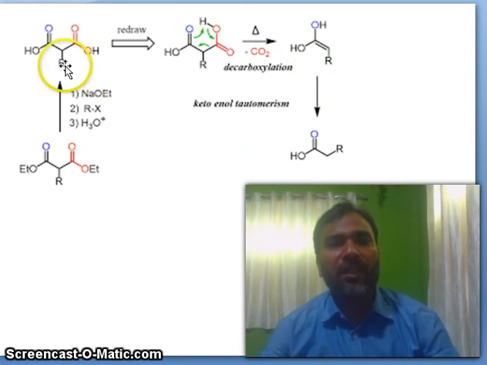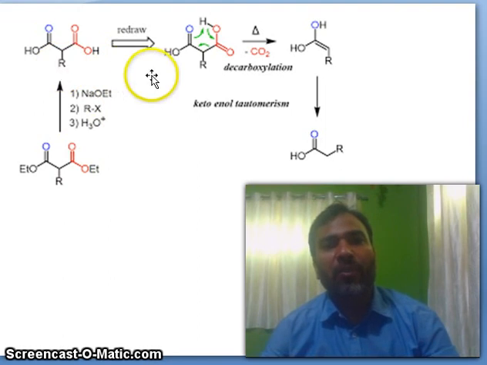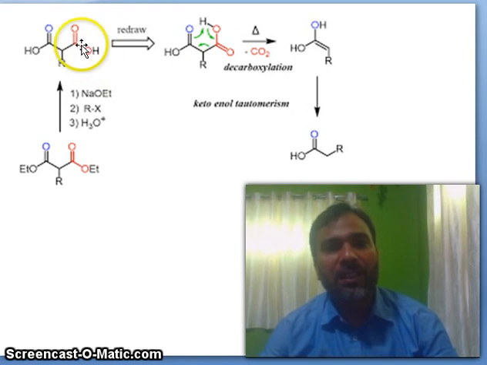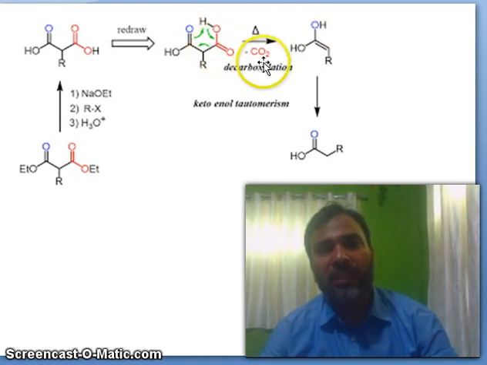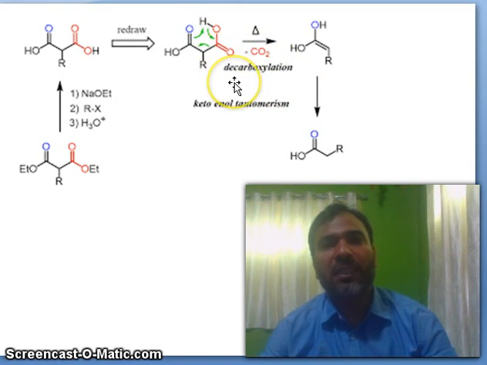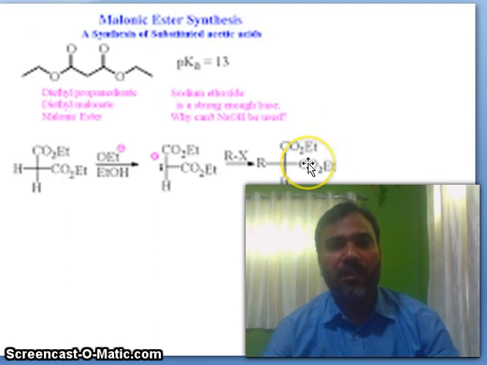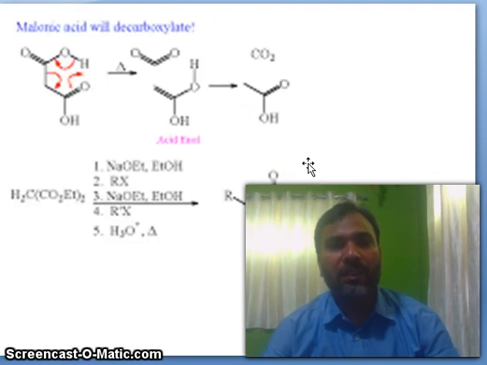You see here, this is monosubstituted. How does decarboxylation occur? Because the redrawn structure is like that, this double bond attacks this hydrogen forming OH, and subsequently CO2 is removed, meaning decarboxylation. Removal of CO2 is what we call decarboxylation. This is keto-enol tautomerism, forming the monosubstituted carboxylic acid. Same thing, you see the decarboxylation.